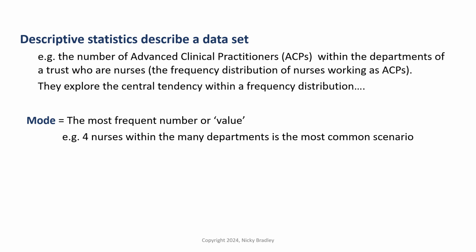Mode is the most frequent number or value. So thinking about our example, that could be 4 nurses within many of the departments that were looked at. So 4 nurses within the many departments is the most common scenario. It is the mode, the most frequent number or value.